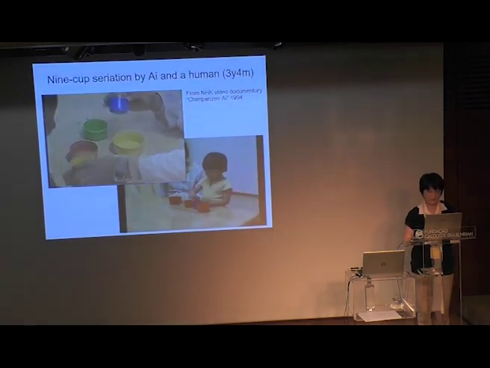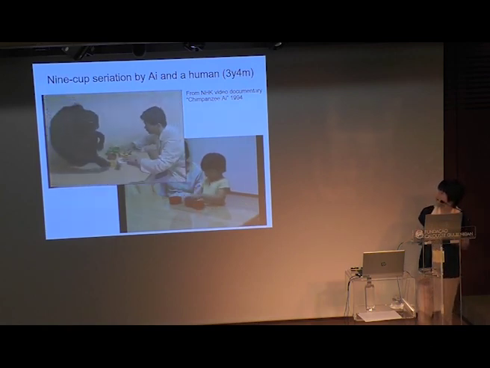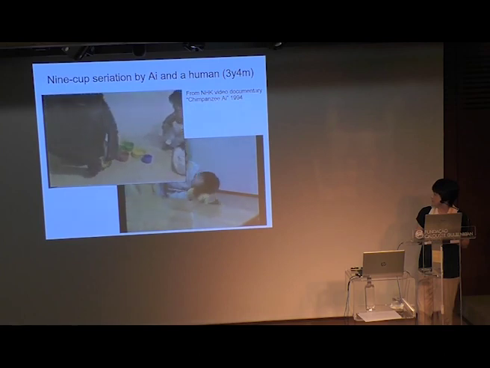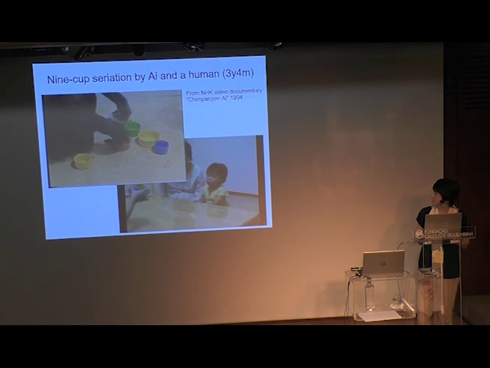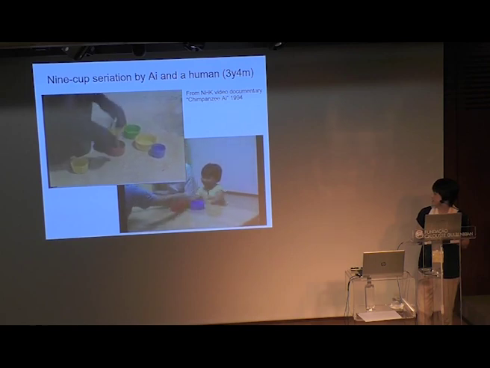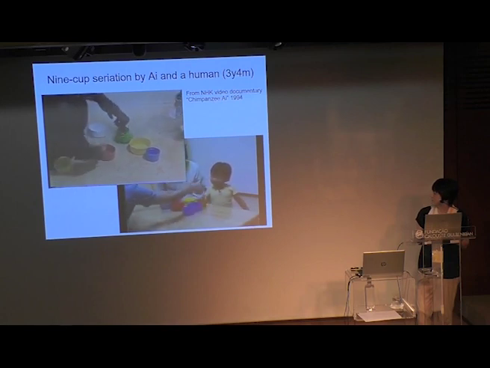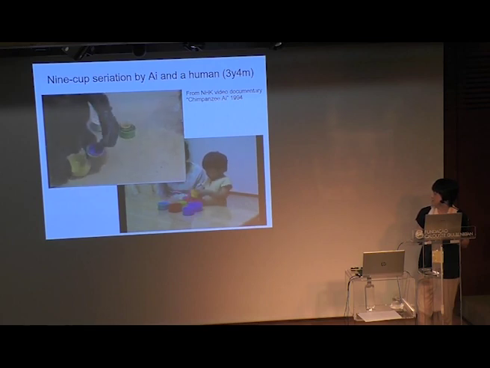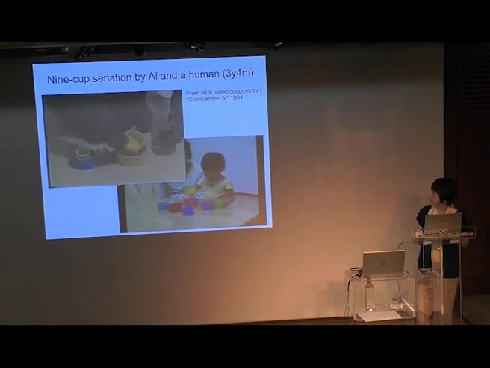And this movie shows the 9-cup seriation by chimpanzee I and a human child of 3 years and 4 months. After combining 5 cups, they were introduced to 9 cups to be seriated into a structure. If you see the chimpanzee movie, she is combining cups into some units. So she is trying to reduce the number of cups and units on the floor. And if you see both sides, both chimpanzees and human children have so much difficulty in seriating all 9 cups.